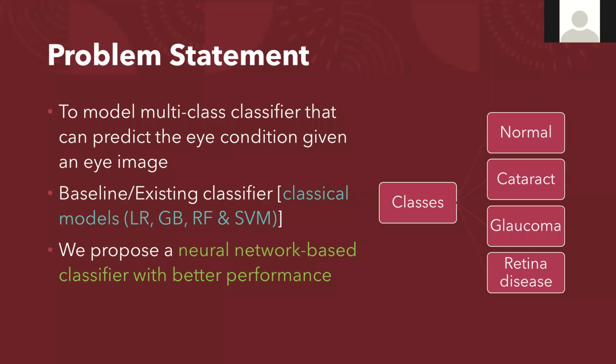In this project, we are building a model which should be able to classify, given an image, if the image represents normal eye condition, the cataract eye condition, the glaucoma eye condition, or the retina disease. The prior work does exist. In the prior work, classical models are used to build a predictive model: logistic regression, gradient boosting, random forest, and support vector machines. In this project, we propose a neural network-based classifier with a better performance.